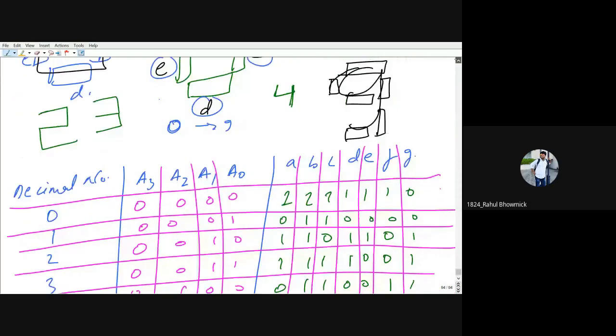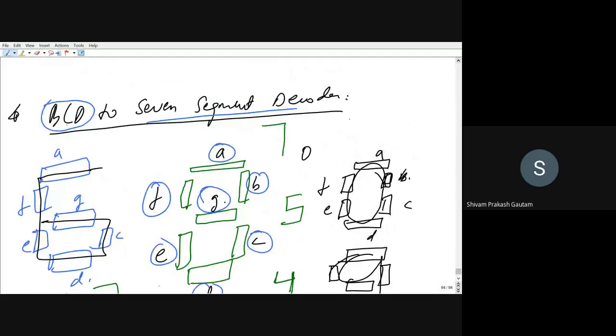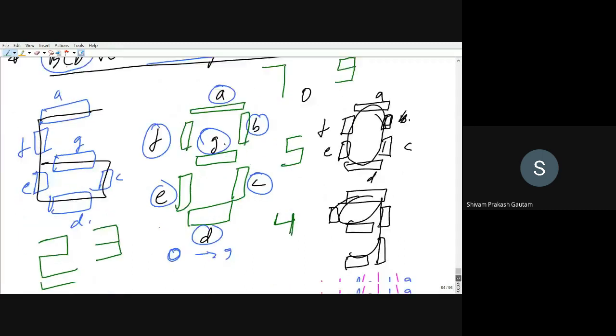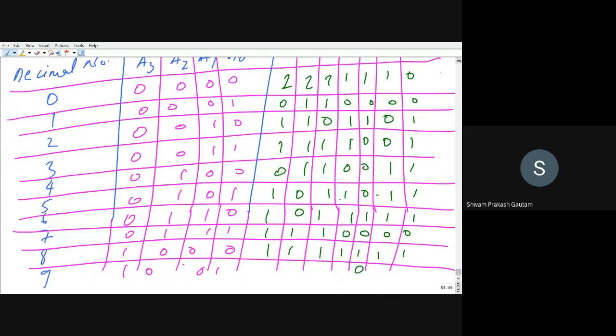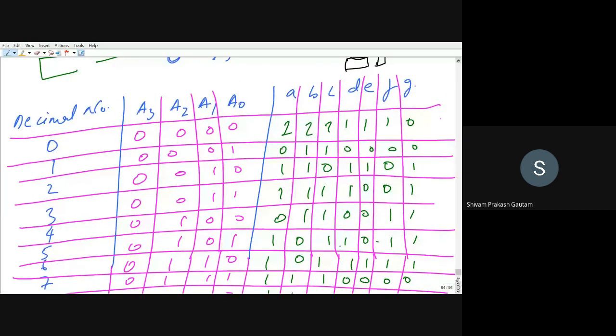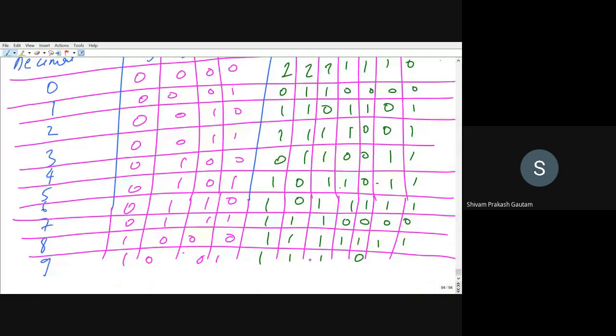E will be off. 9 will be like this, right? So for 9 only E will be off, correct? So E is, I think, this. Just check. Yes, all will be high.